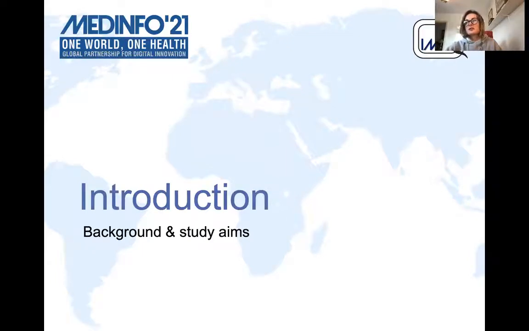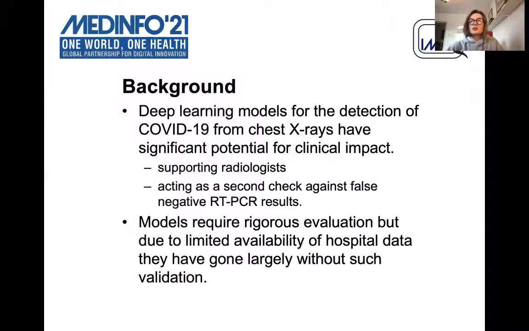So I'll start by discussing the background to this issue and our study aims. Distinguishing COVID-19 from other differential diagnoses is a challenging issue and is likely to continue to be an issue for the foreseeable future. However, the current gold standard clinical test, RT-PCR, suffers from poor sensitivity. So with this in mind, the identification of COVID-19 from chest X-rays could be a useful tool to support diagnosis, offering the ability to triage patients and check suspicious negatives.